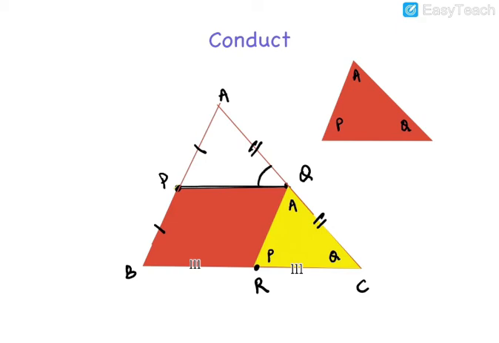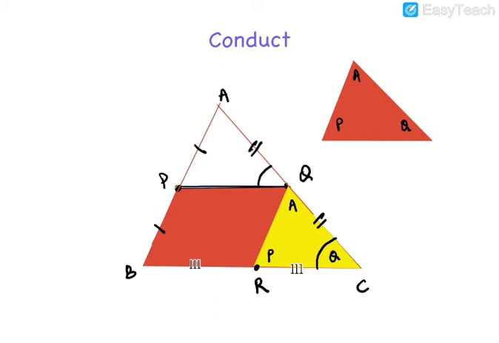are equal, but these two angles are made by lines PQ and BC cut by transversal AC. That means these two angles are forming corresponding angles. And therefore we can say PQ is parallel to BC. That is the first part of this theorem.